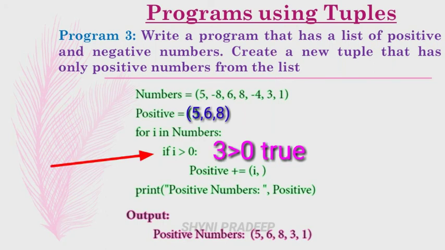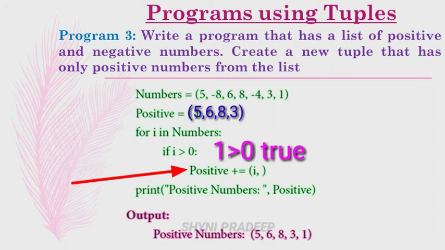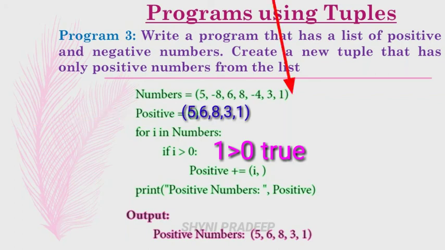3 is greater than 0. So you have to add that value in the positive list. And next, see 1. 1 is greater than 0. That means this condition is true. So you have to add that value 1 in the positive list. See the next value, no, there is no value. So here you have to stop your loop execution. Next, last, see the print statement. Print positive numbers, positive. So all the elements that are available in the positive list will be printed. Okay, this is the output.